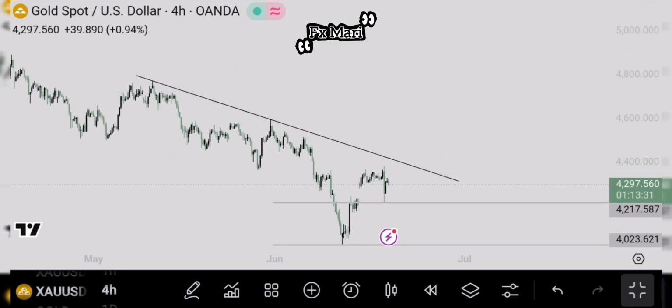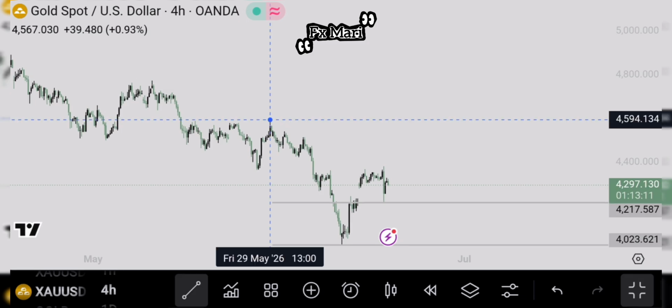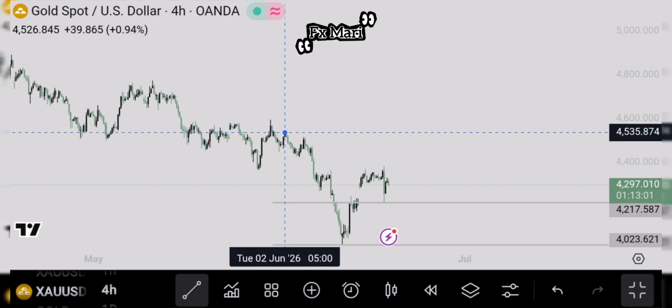Two touches validates what? A trend line. Then we have a trend line. But we need the most recent price action, so we look again for another lower high, first touch, and then we see a second touch on another lower high.